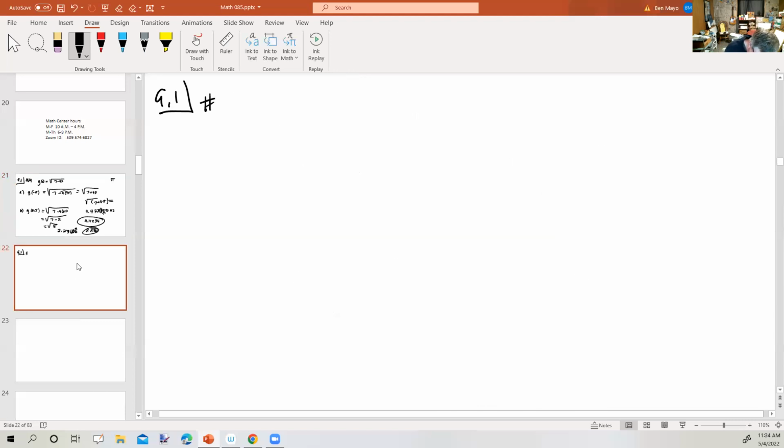And then we have question number 32, also from 9.1. Take a look at that. It says, simplify the radical expression, assume the variable is unrestricted. Okay, the fifth root of negative the quantity 32x to the fifth. All right. Since we're taking an odd root, there's no restrictions. We can get a negative answer.